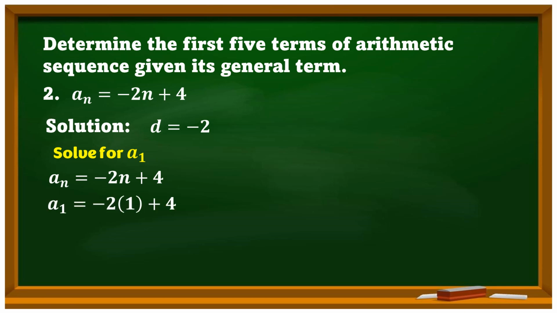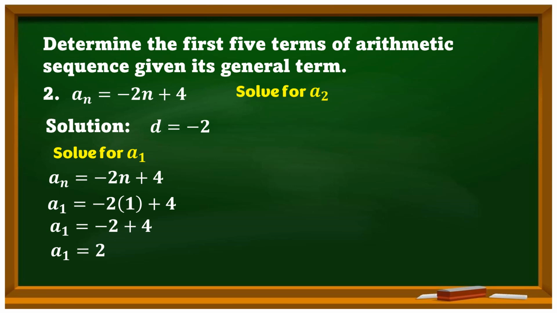We're going to substitute the value of n with 1 in order to solve for the first term. So we have a sub 1 equals negative 2 times 1 plus 4. So negative 2 times 1 is equal to negative 2. So we have a sub 1 is equal to negative 2 plus 4. And negative 2 plus 4 is equal to 2. So the first term of the given arithmetic sequence is 2.